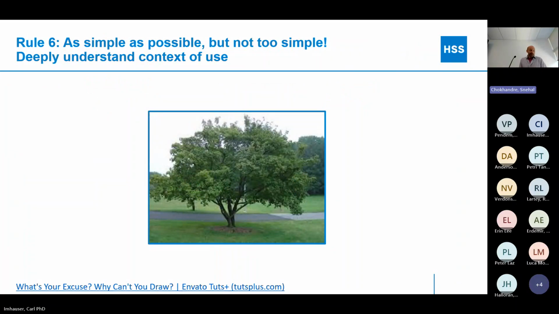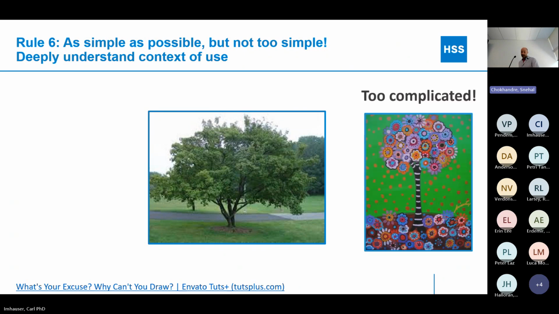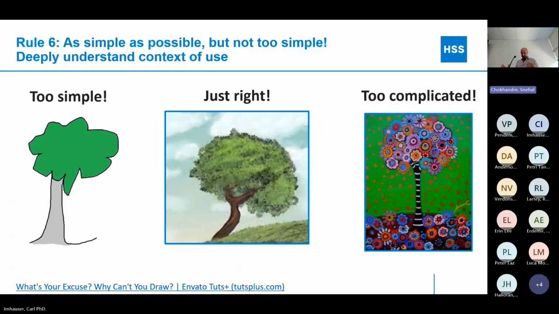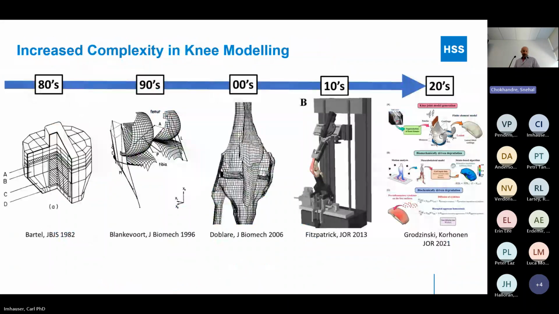So, final rule, keep it as simple as possible, but not too simple. To do that, we really have to understand context of use. Say we want to paint this tree. Something like this might be too complicated. This may be too simple. Something might be just right. So we want to be aware of what's too complicated, what's simple, what might be just right. And over the last 40 years, we have this whole range of tools that have been developed by the modeling and simulation community. There's an opportunity to pick what level of complexity might be the most appropriate for your problem, for your clinical context of use.